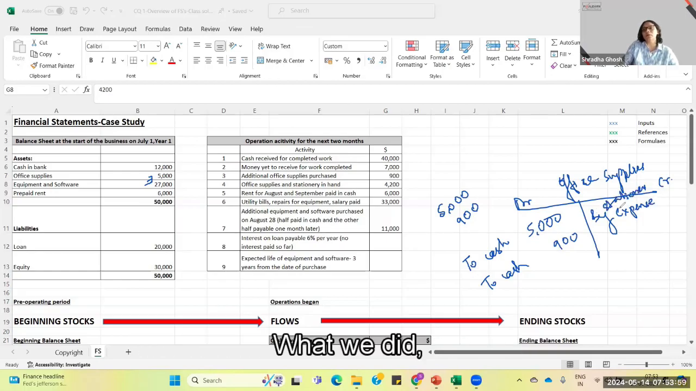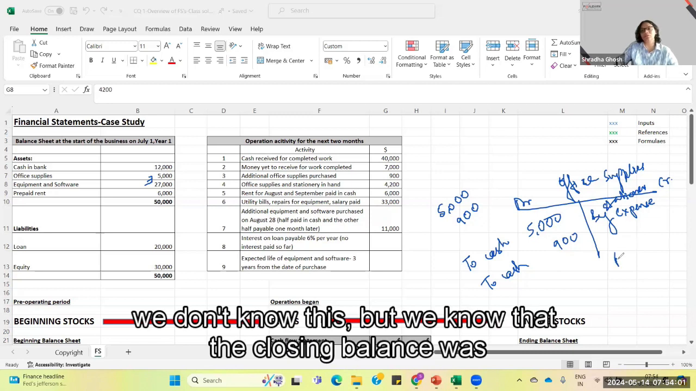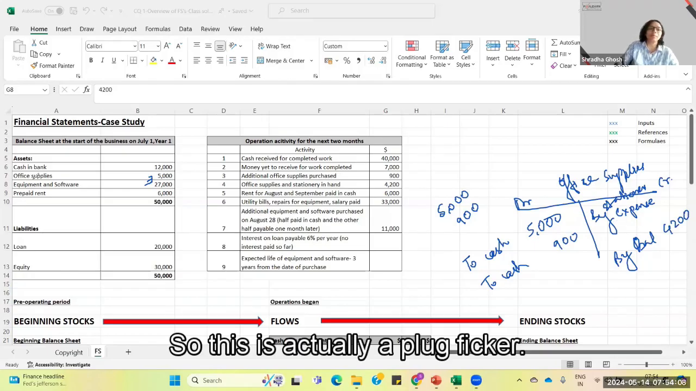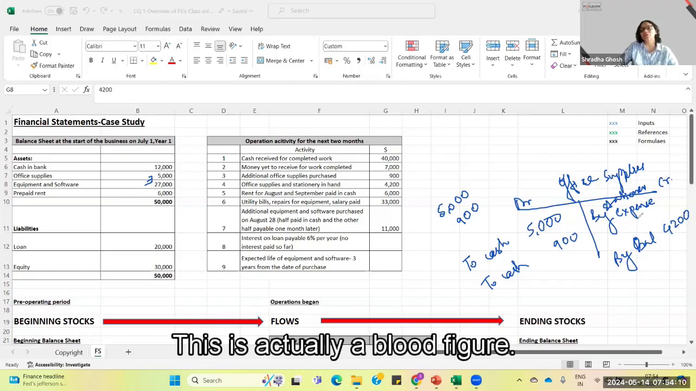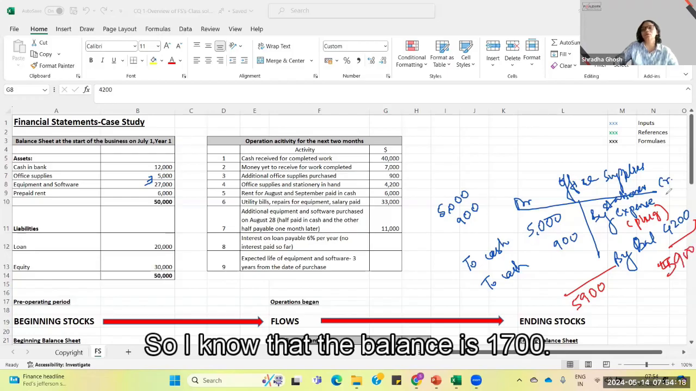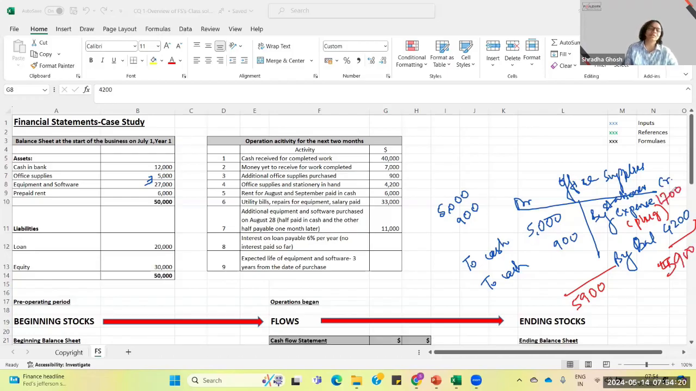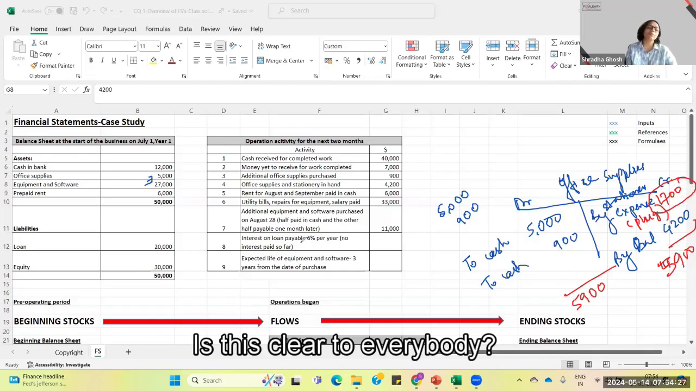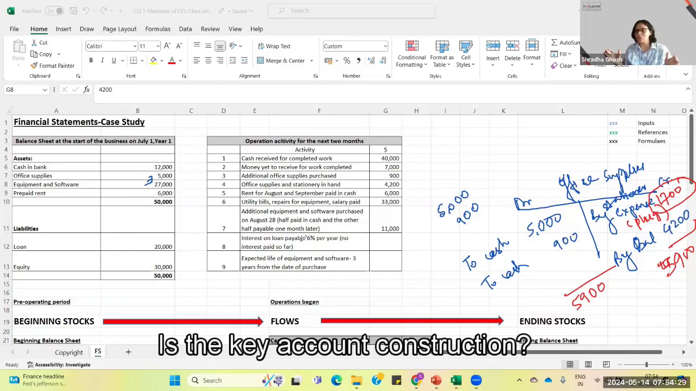What we did, we don't know this, but we know that the closing balance was 4,200. So this is actually a plug figure, whereby we add 5,900 and then we deduct 4,200. So I know that the balance is 1,700. So my expense consumption this year was only 1,700. Is this clear to everybody? Is the T account construction okay?